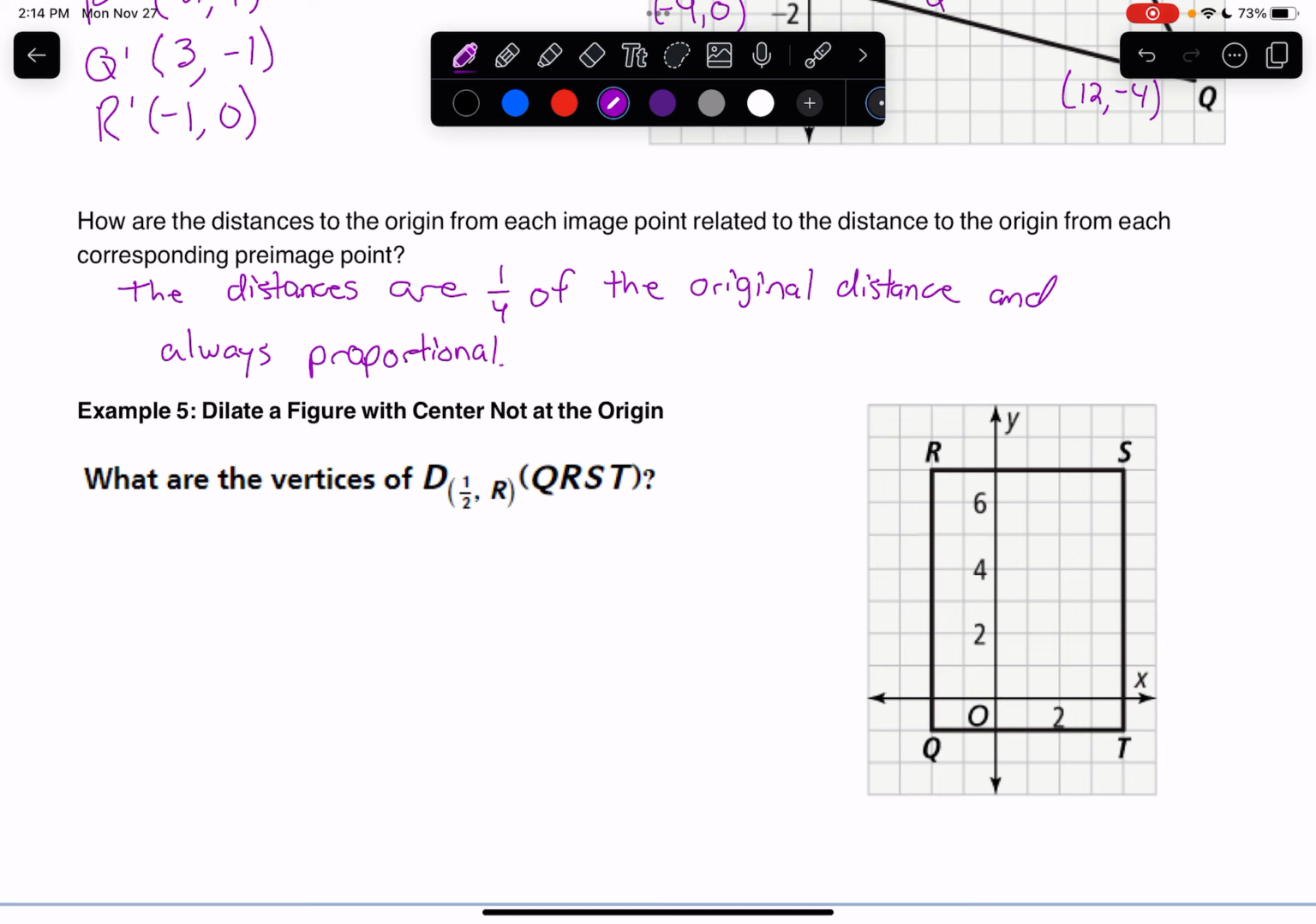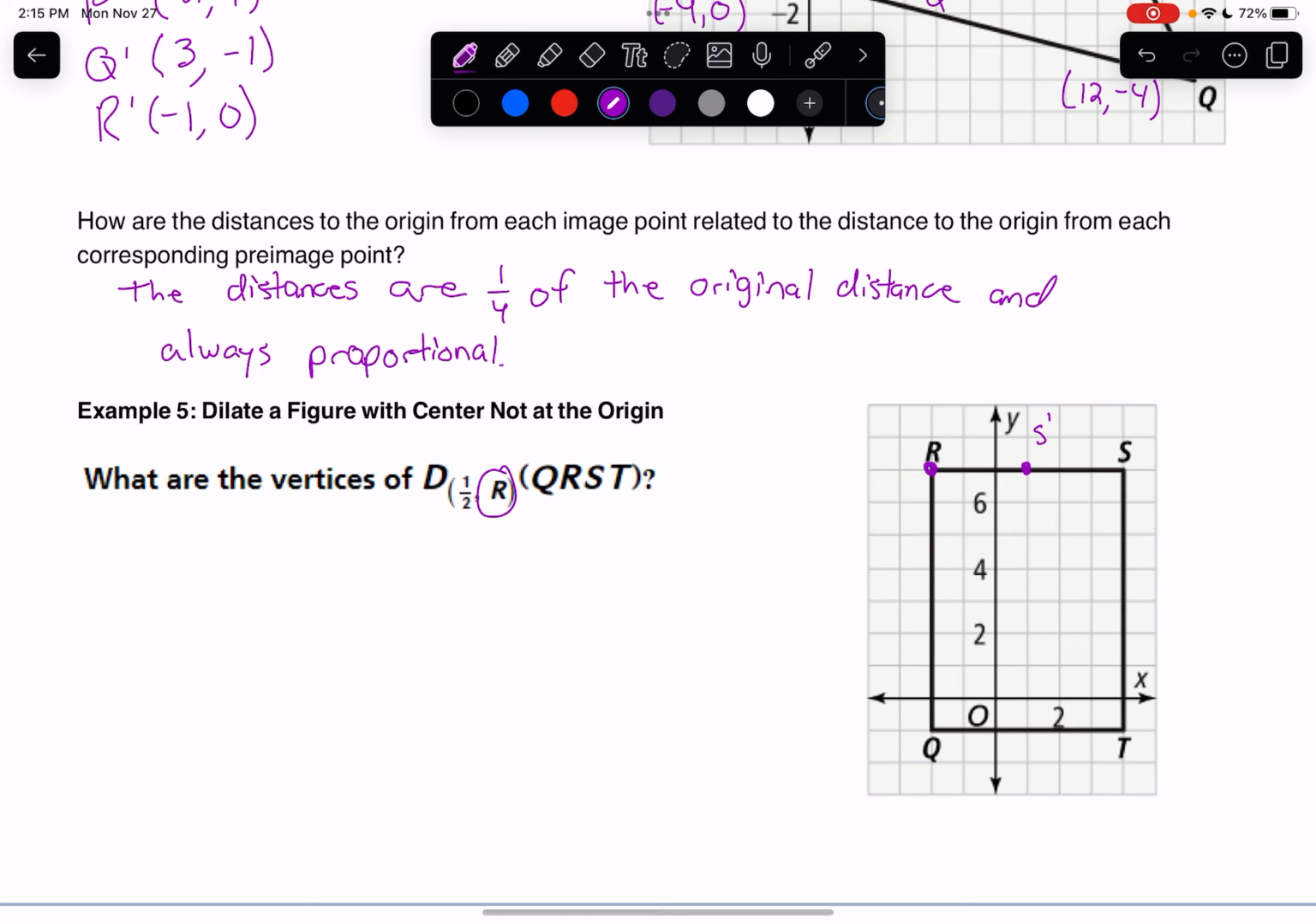So here we're going to look at an example where the center of dilation is not at the origin. It says, what are the vertices of a dilation of scale factor 1/2 with center of dilation R of QRST? So what that means is if the center of dilation is R, all the points in this image are going to be half the distance to R than they used to be. So for right now, the distance from R to S is 6 units. That means the distance from R to S prime is going to be half of that, but in the same direction. So S prime is only going to be 3 units away from R.